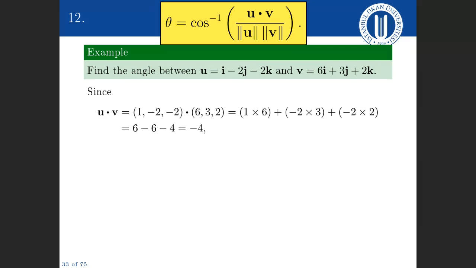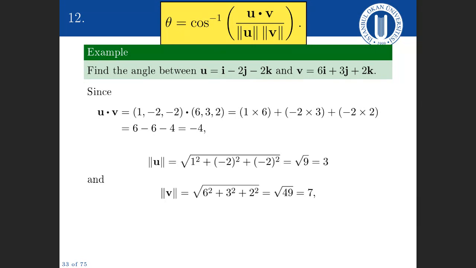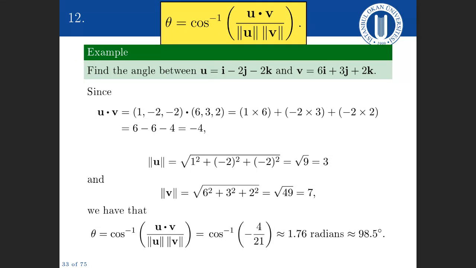So first of all, u dot v, we can calculate as minus 4. I'll leave this for you to check. The norm of u, please check, is equal to 3, and norm of v, again, please check, is equal to 7. We're going to put these numbers into the formula at the top. So it's going to be inverse cosine of minus 4 over 21.